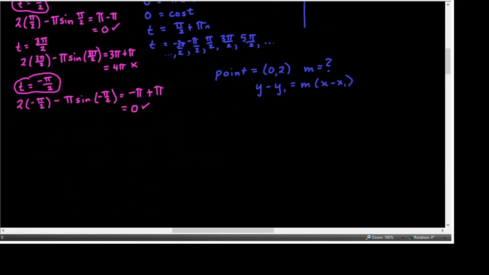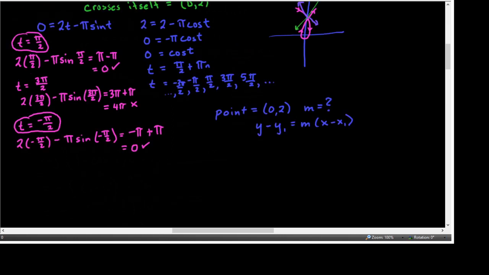So the only missing component now is, well, what's the slope at those two places? So to find the slope, we're going to have to find dy dx. So x is way up there, so I'm going to write it down again. X was 2t minus pi sine of t.